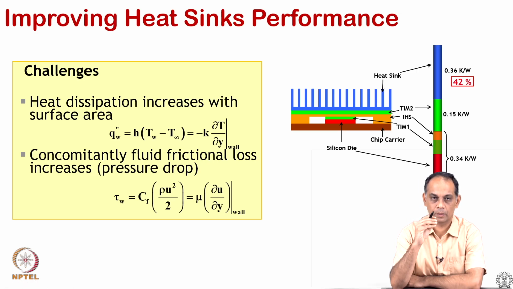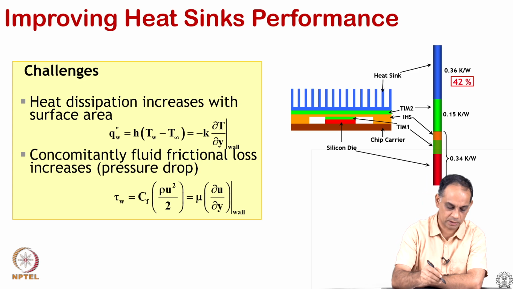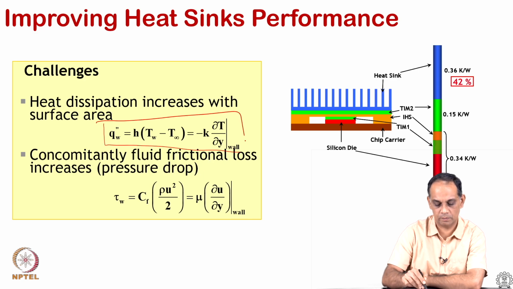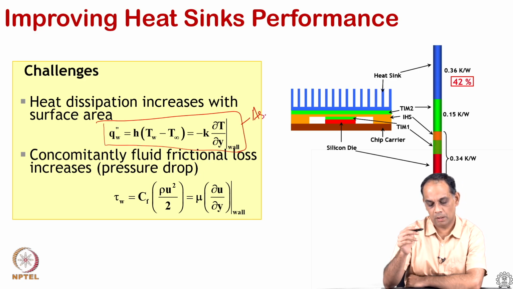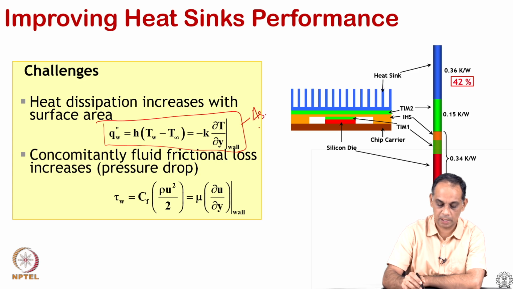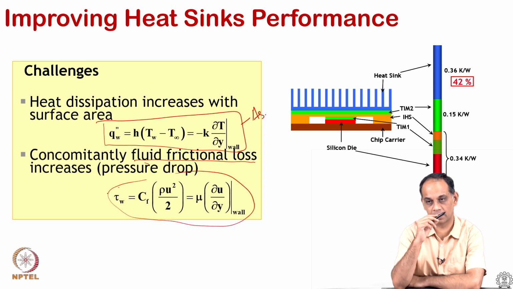So, how do we improve the heat sink performance? Typically the main challenge is that heat dissipation increases with surface area. We know that the flux increases with surface area, or heat dissipation. If my heat transfer coefficient is small or fixed or constant, then increasing the surface area gives me a higher heat transfer rate or flux. Concomitantly, meaning that for the same situation, now you also have a lot more frictional pressure drop. So, you always see that the shear stress increases with increasing surface area.